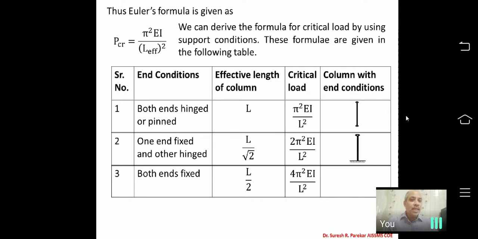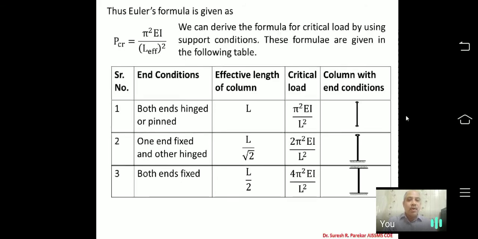Now if we go to both ends fixed, then it becomes L by root 2 into root 2. Now we made it both ends fixed. So one end fixed you have root 2, and both ends fixed you have root 2 into root 2, that is L by 2. If you substitute over there in PCR, then you will get the value as 4 pi square EI upon L square, because L by 2 is the denominator. So 2, the denominator of the denominator, goes to the numerator. You will get 4 pi square EI upon L square.